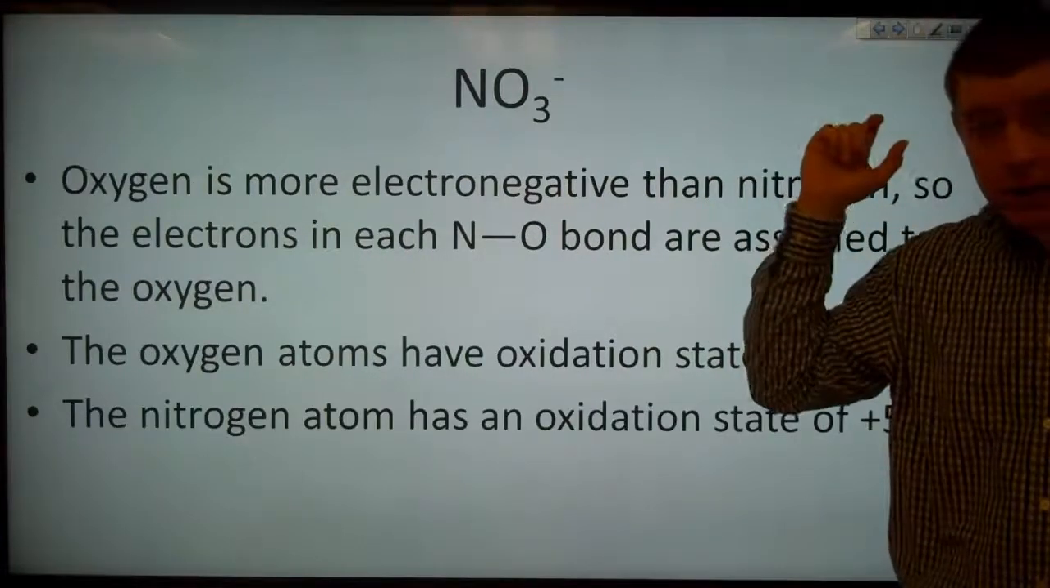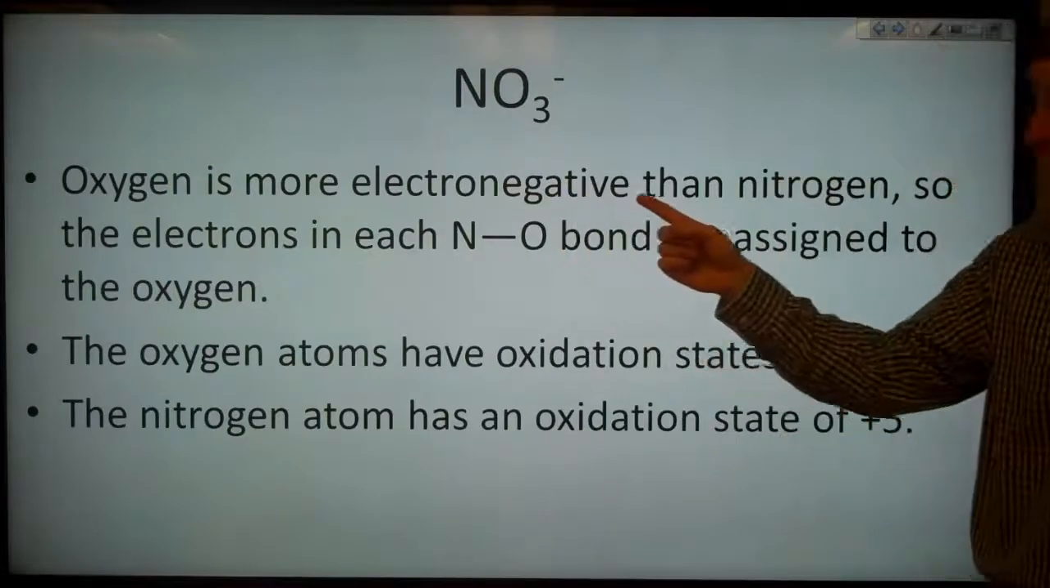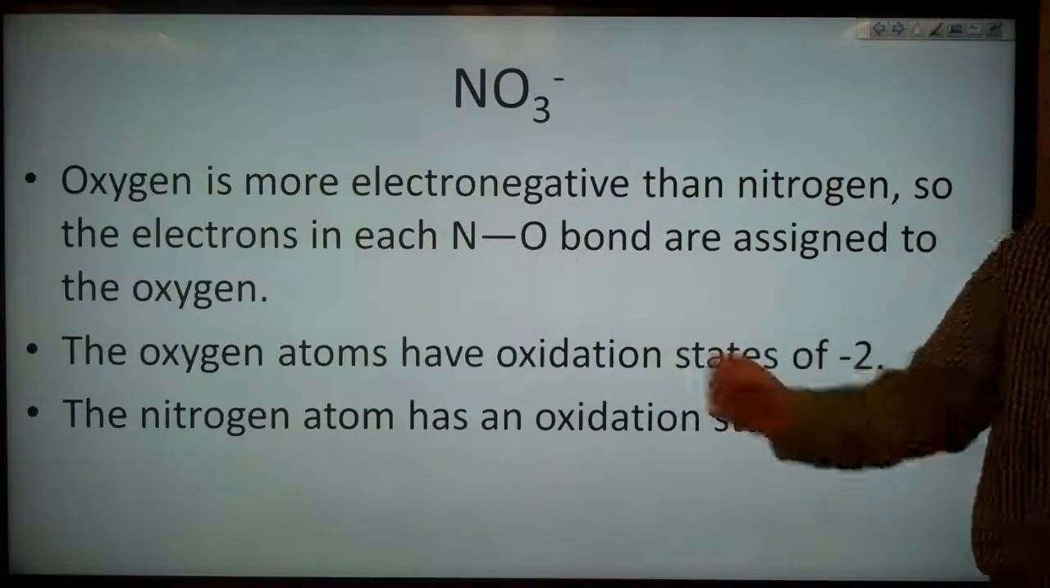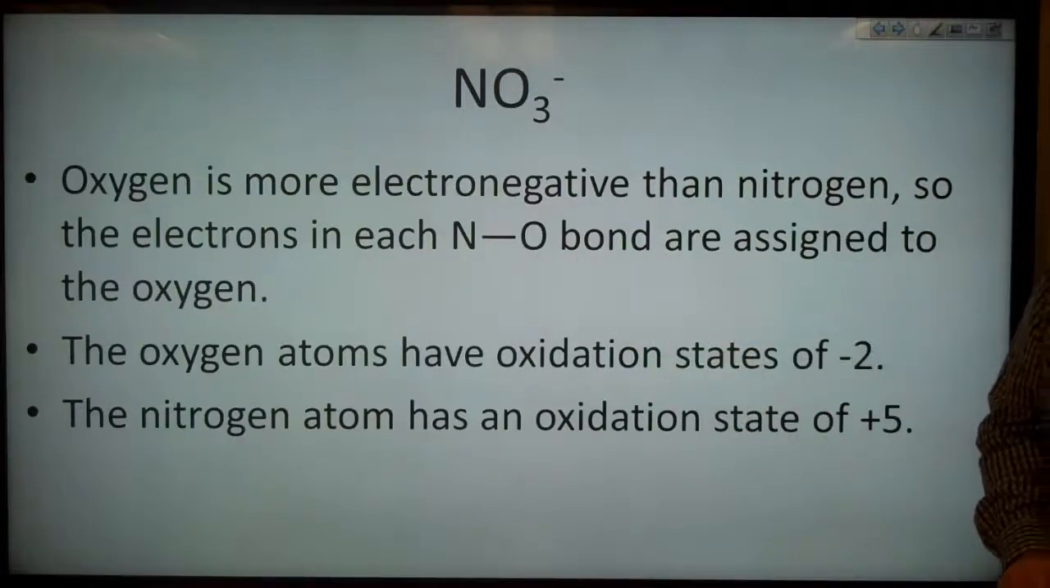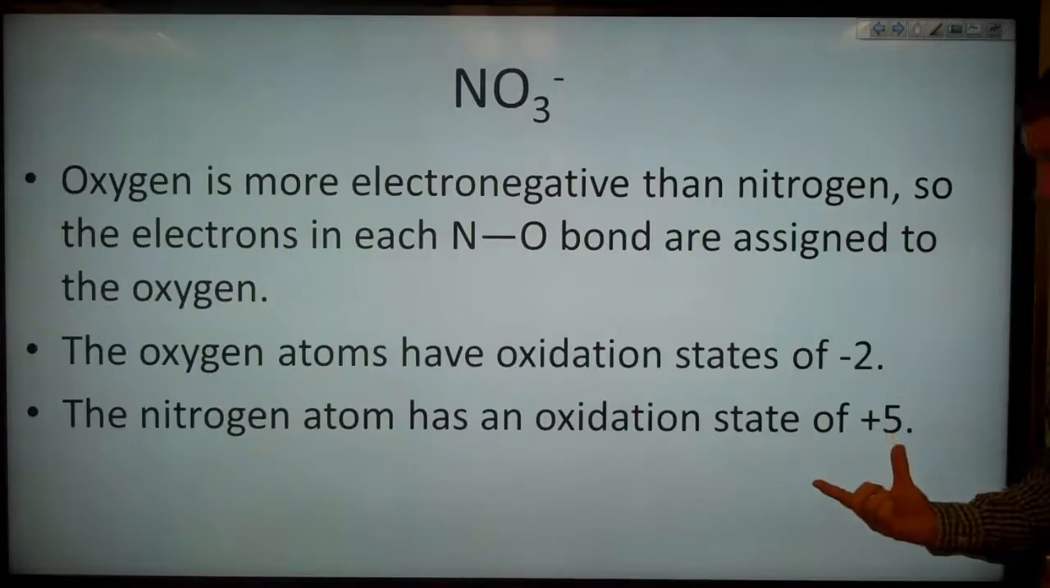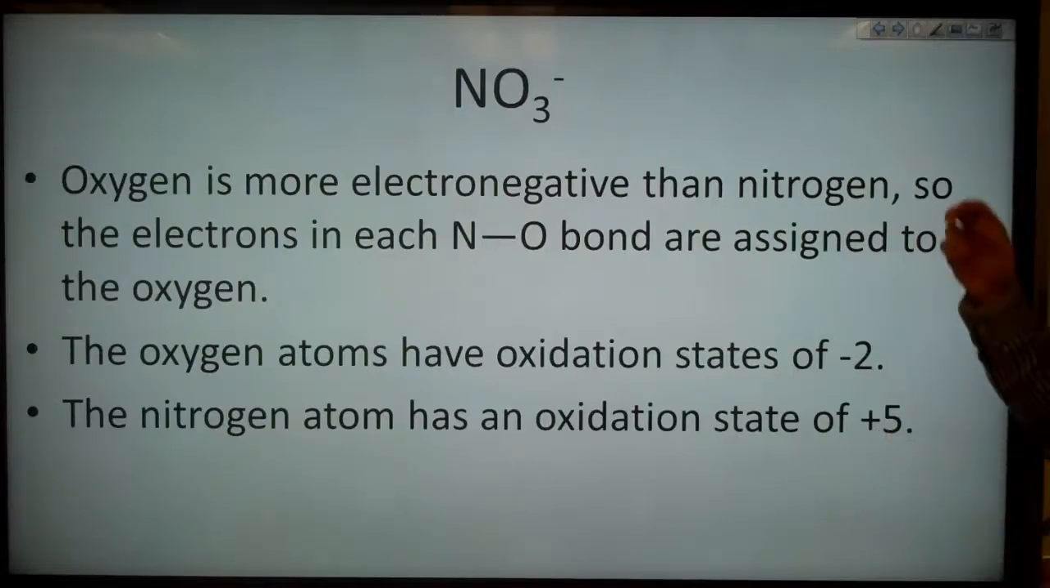In the nitrate, again, we already saw this earlier, but let's look again. So the oxygen is more electronegative than nitrogen is, and that means that each of the electrons in each of the nitrogen-oxygen bonds are assigned to the oxygen atom. This means that the oxygen atom has an oxidation state of -2, and then the nitrogen atom has an oxidation state of +5.